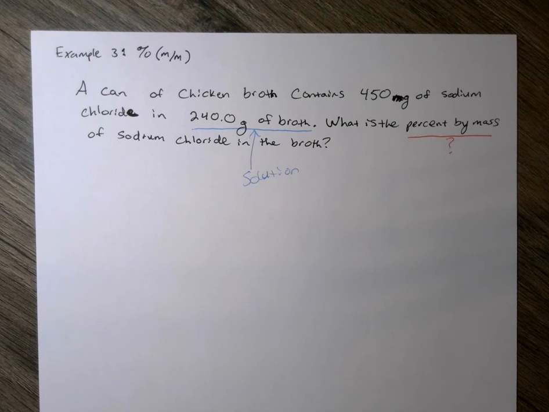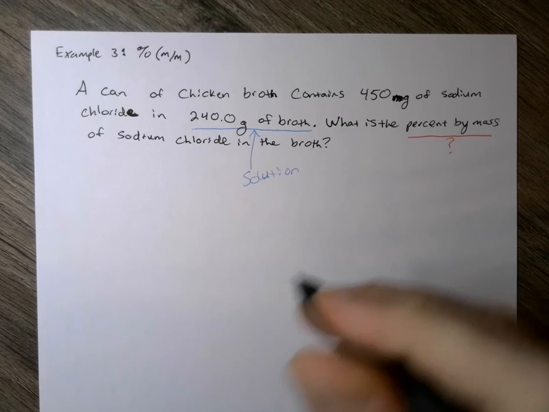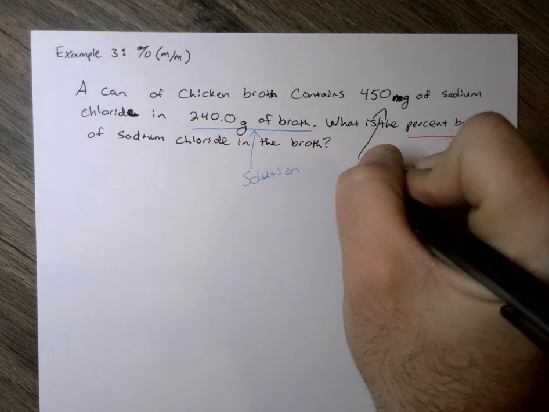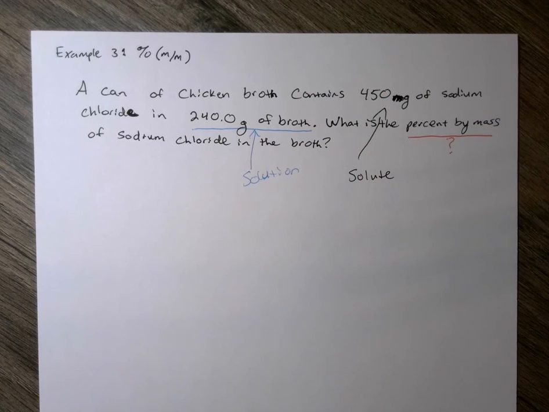And then the other thing, the 450 milligrams, is my solute. Now, here's the problem. I can't divide milligrams by grams to get a percent by mass. So I need both of these to have the same unit of measure. I could have them both in milligrams or I could have them both in grams. Either one works, but I have to convert one of them. The choice that I'm going to make is I'm just going to convert my milligrams to grams.